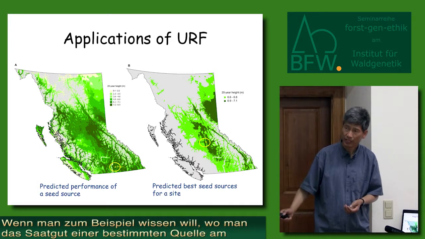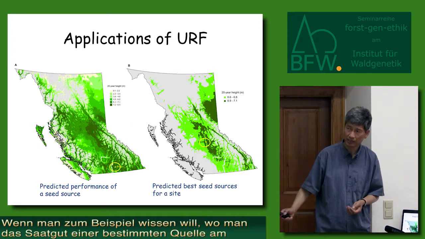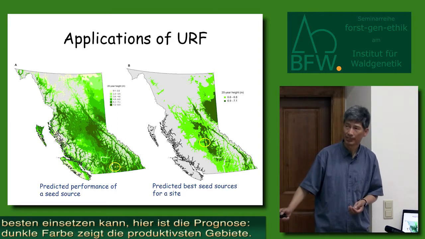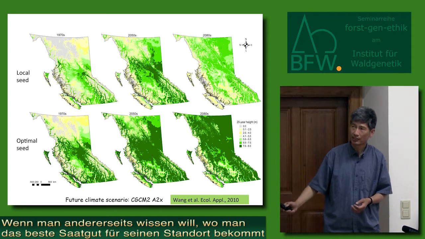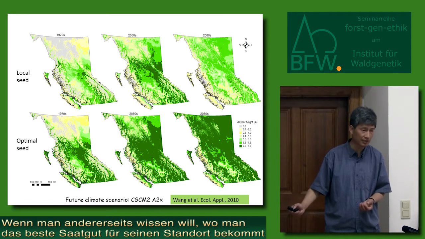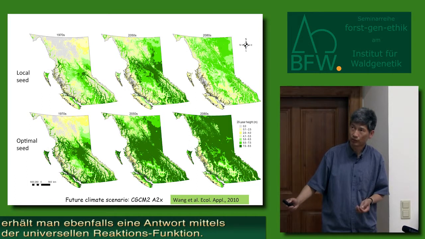For example, if we have a seed source, with seeds collected from here, we want to know where it can perform well, where it can be used. Here's the prediction. The dark color means a more productive area. On the other hand, if you have a site and you want to know where to get the seed, the universal response function will tell you.